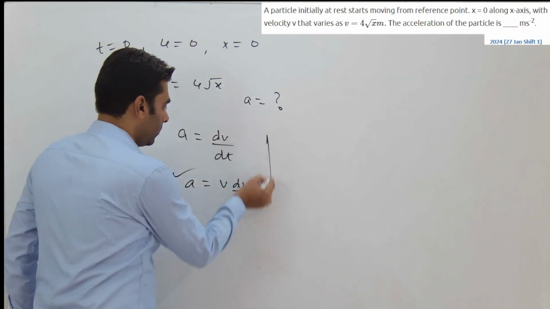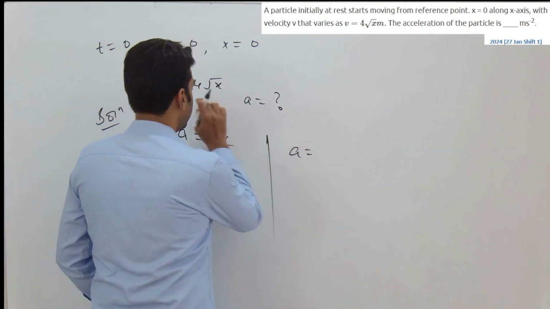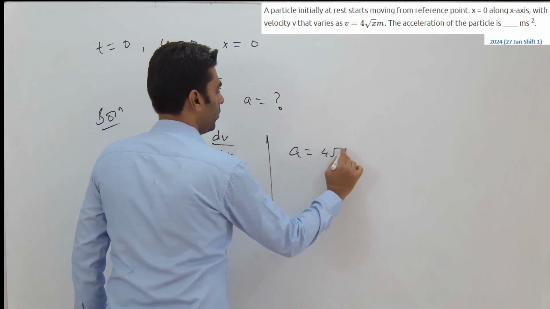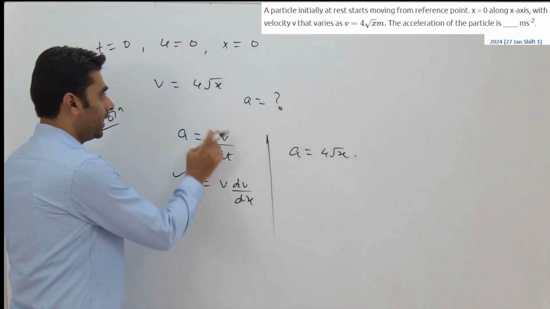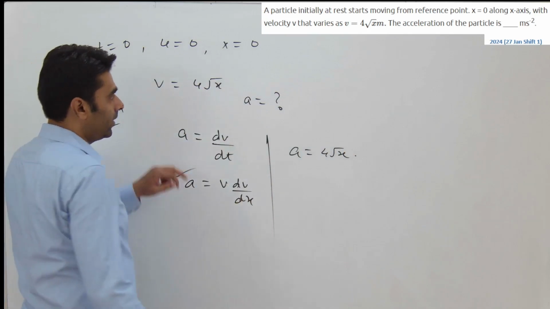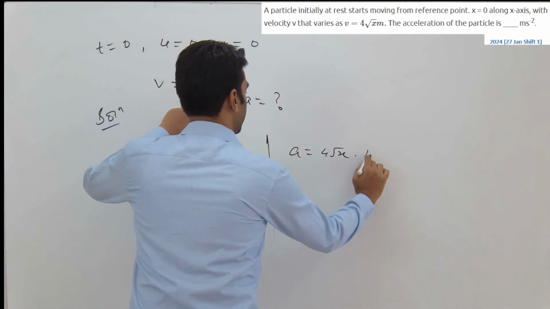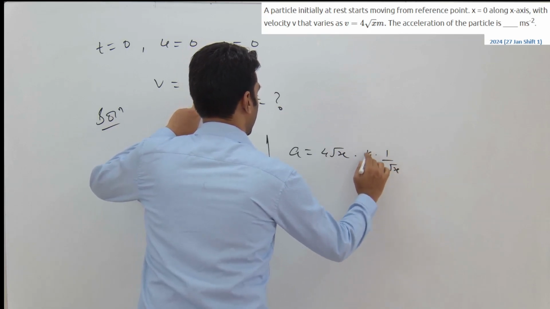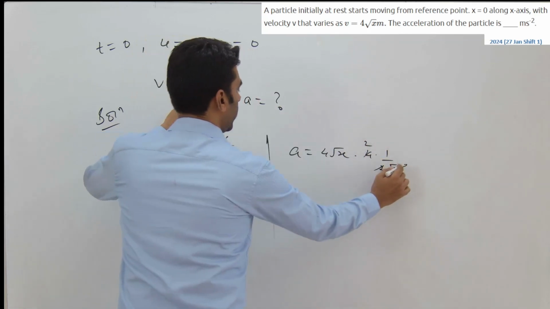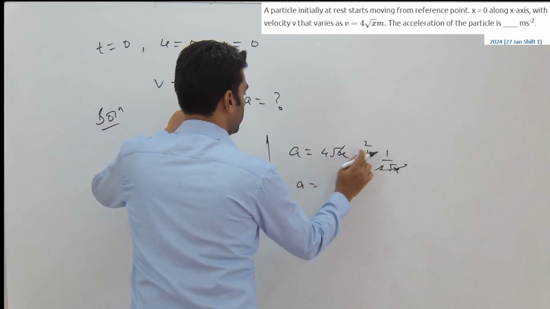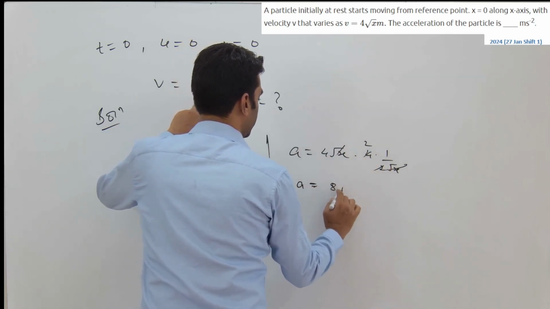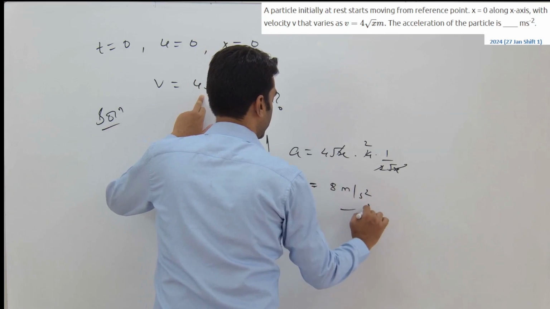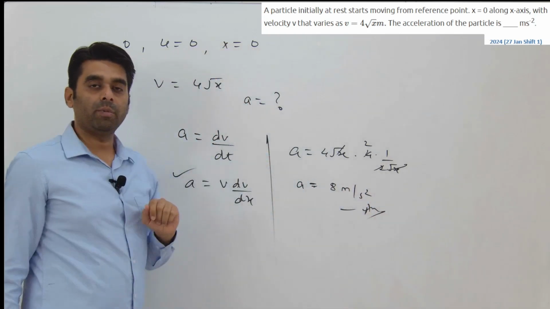Let us see. So a is equal to v, which is 4 root x, times dv by dx. If we differentiate this, how much will we get? This will come out to be 4 into the differentiation of root x, which is 1 by 2 root x. The root x cancels, and a is equal to 4 times 2, which is 8 meter per second square. So the answer for the first question is 8 meter per second square.